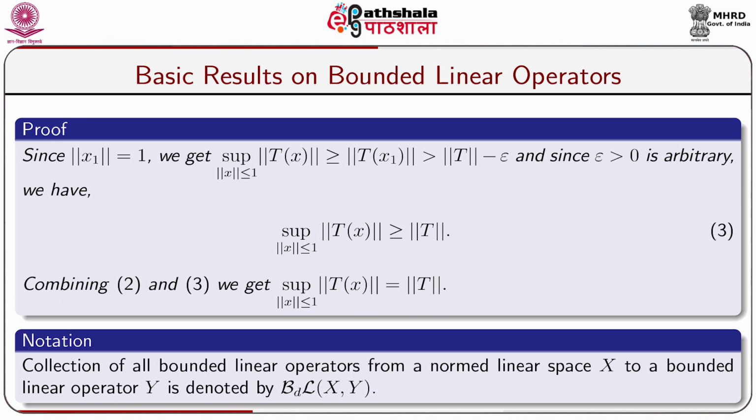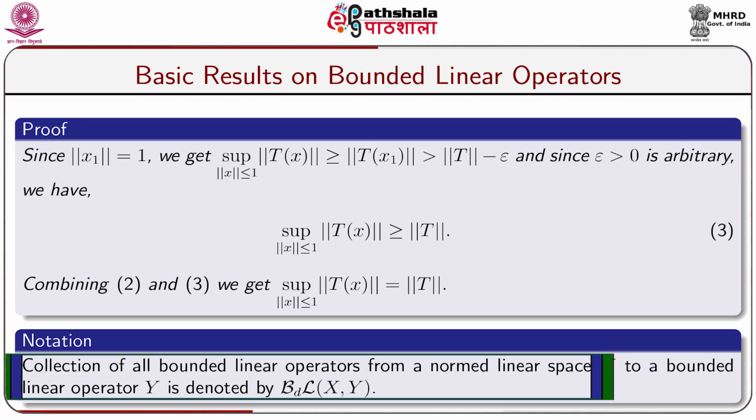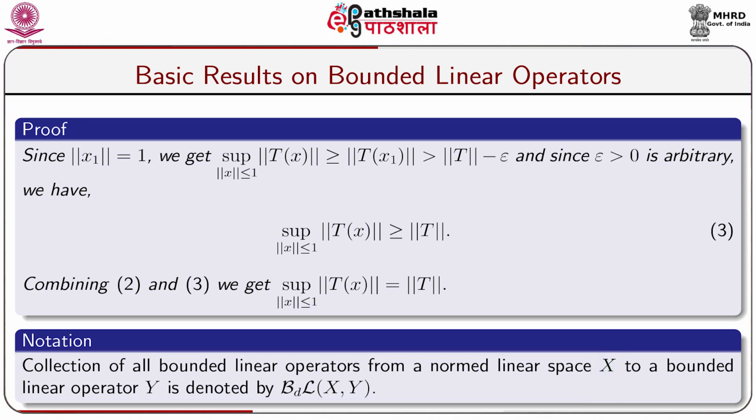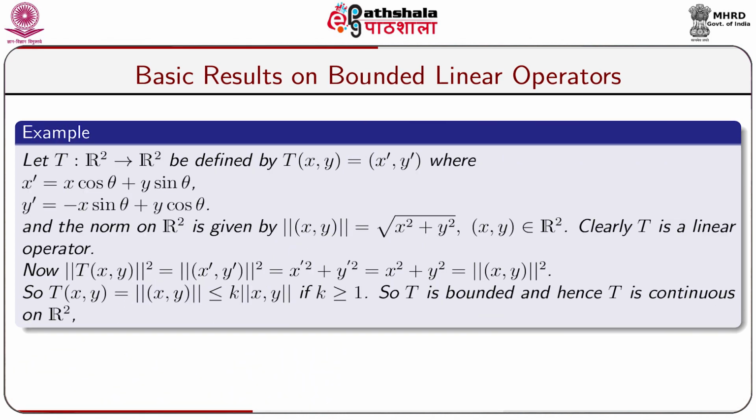Now here we shall use some notation. The collection of all bounded linear operators from a normed linear space capital X to another normed linear space capital Y is denoted by B(X,Y), that is, the collection of all bounded linear operators from X to Y. Let us take an example.